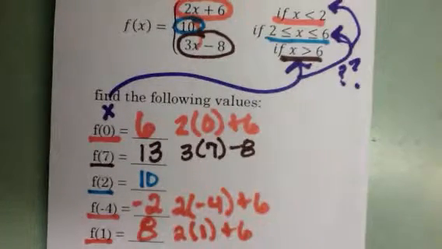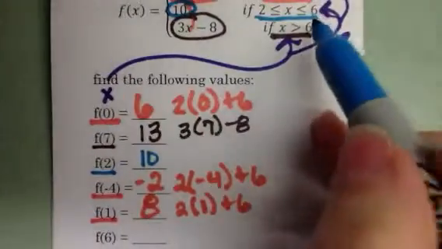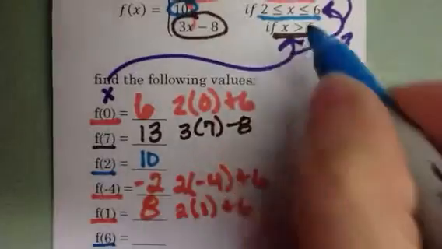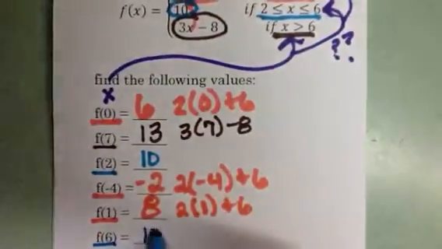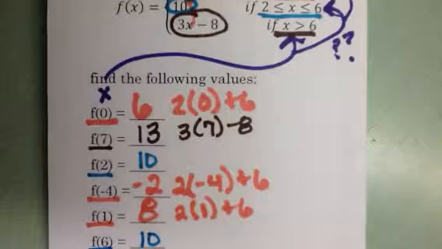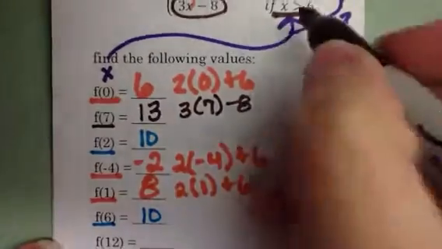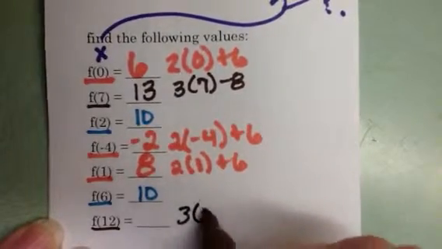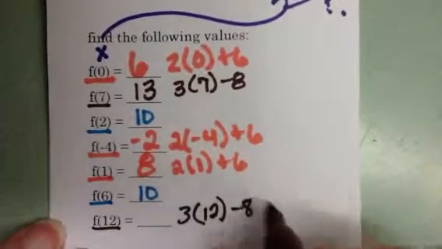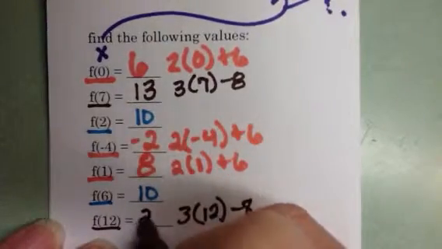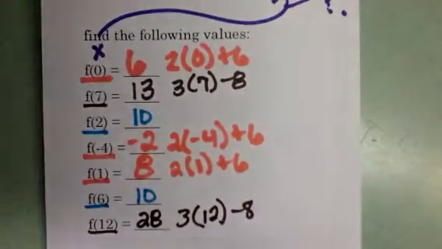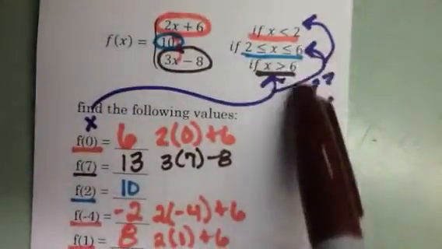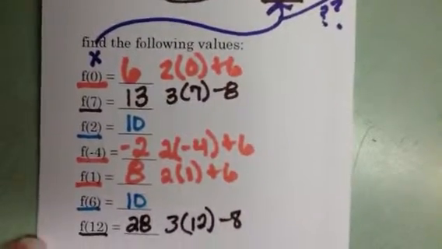The next one, f of 6. F of 6 falls here. It is equal to 6, so it falls between this range, so it's simply 10. There's no x to replace. And then f of 12. 12 is larger than 6, so we're going to use this equation for the 12. So 3 times 12 minus 8. 3 times 12 minus 8 is 28. So if you're just asked to evaluate, that's what you're going to do. You just have to pick which equation to use based on your restrictions here. Okay?